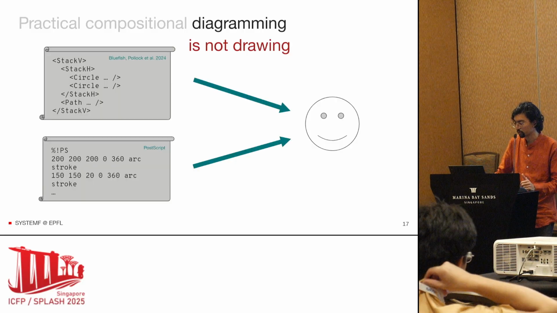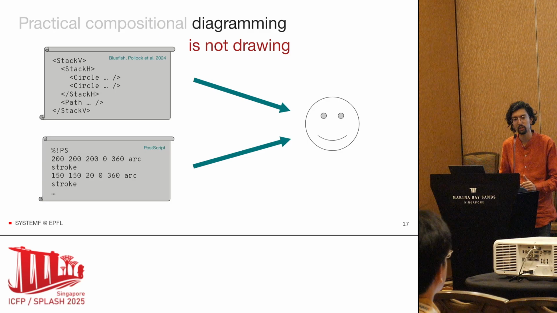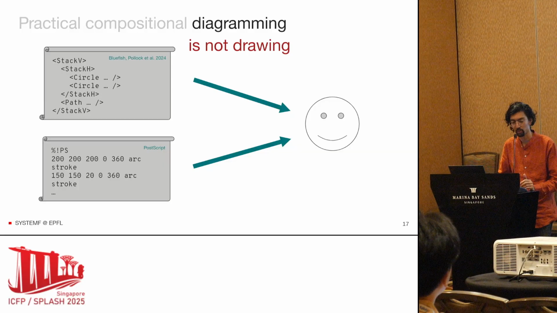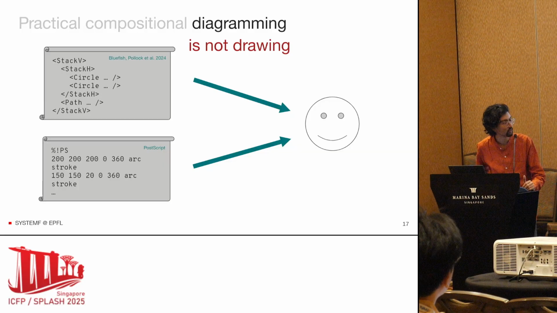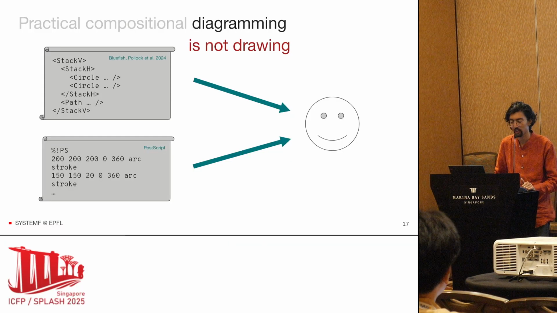Still, drawing languages can range from simple to sophisticated, but they're still intended to produce a single drawing or serve as a target language for other tools. Here I have examples from PostScript, which is a pretty low-level language where you specify coordinates and instructions, or you can have higher-level languages like Bluefish for composing drawings from more basic parts.